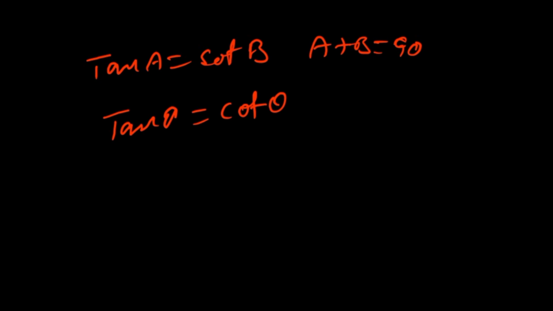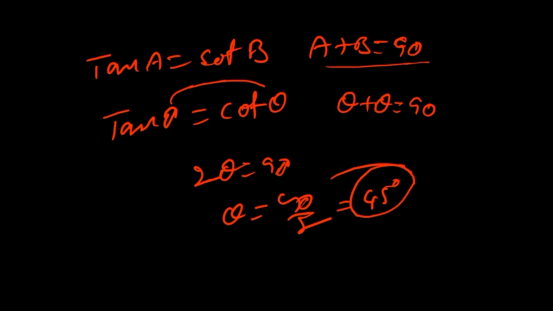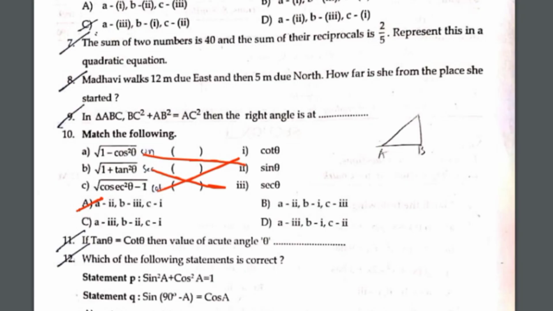So if you want to prove this one, you can take theta plus theta according to this concept. So theta plus theta equal to 90, then 2 theta equal to 90, then theta equal to 90 by 2, which is equal to 45 degrees. So if you want to prove, you can prove like this. Okay. So 45 is the answer for this question.